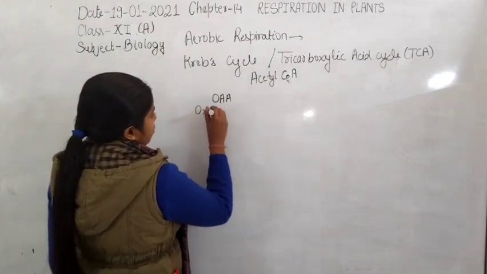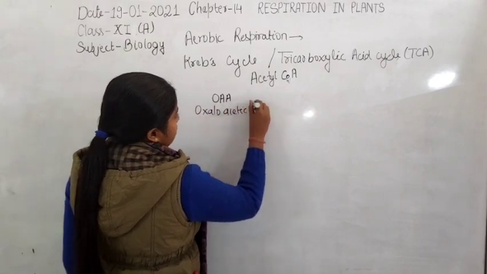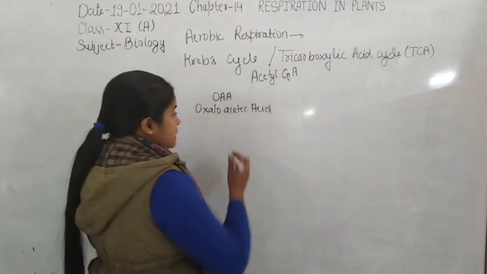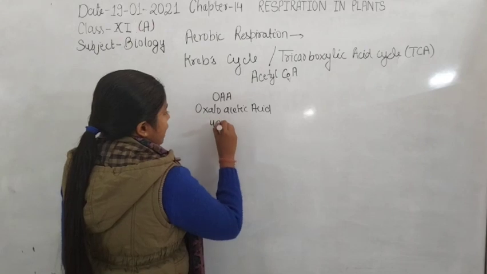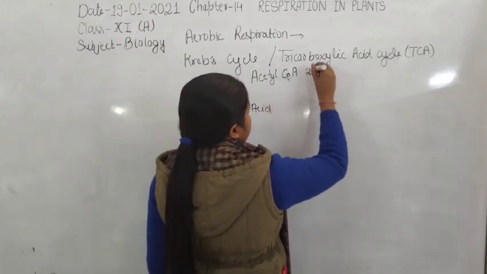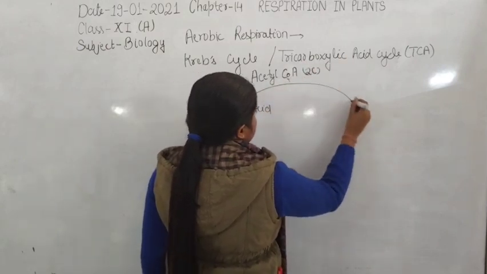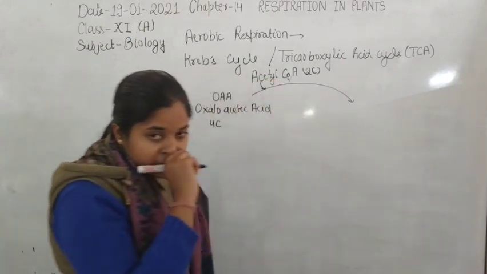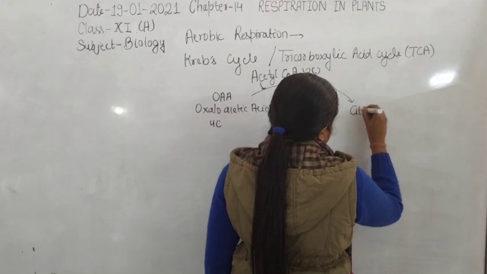Here is oxaloacetic acid. Finally, oxaloacetic acid and acetyl coenzyme A. The oxaloacetic acid is a 4 carbon containing molecule and the acetyl coenzyme A is a 2 carbon containing molecule. When the acetyl coenzyme A binds with oxaloacetic acid, they are converted into citric acid.